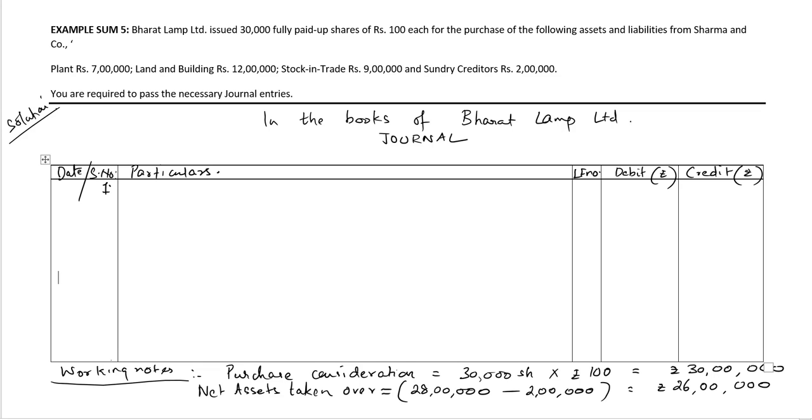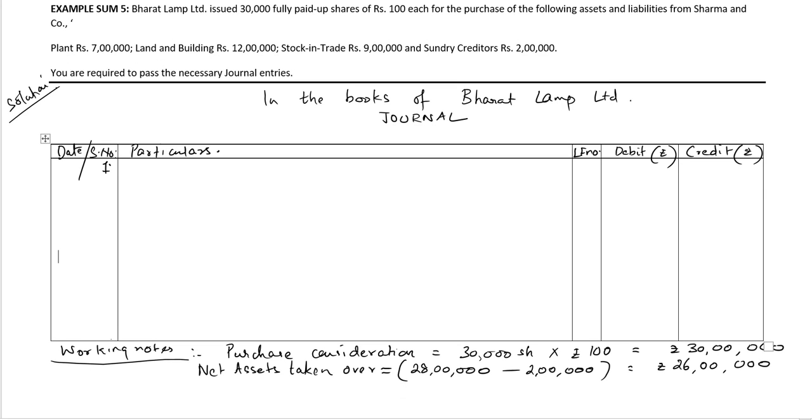Since the amount of the purchase consideration is greater than the value of the net assets taken over, we need to debit goodwill account with 30 lakh minus 26 lakh, which is equal to rupees 4 lakh.